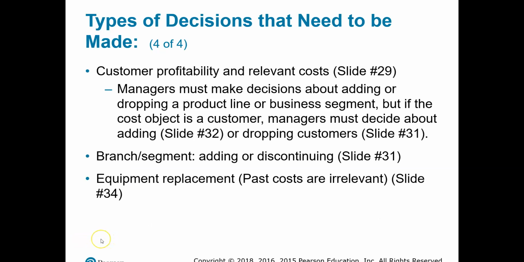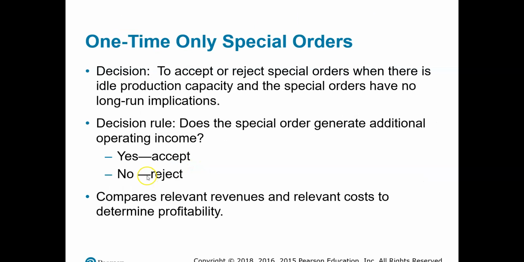So now, next video we'll talk about customer profitability, branch segment, adding or discontinuing branches or stores, and equipment replacement. So, first decision we want to look at is one-time only special orders. And the decision here is whether we should accept or reject special orders when there is idle production capacity and the special orders have no long-run implications. So the decision rule is, does a special order generate additional operating income? If it does, we should accept it.